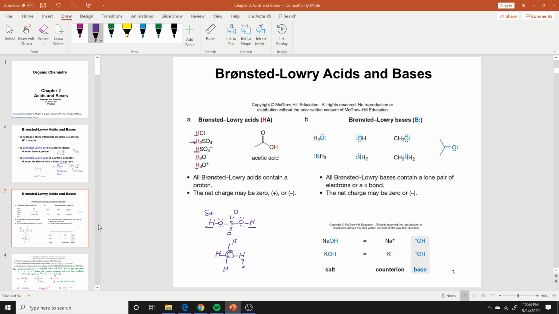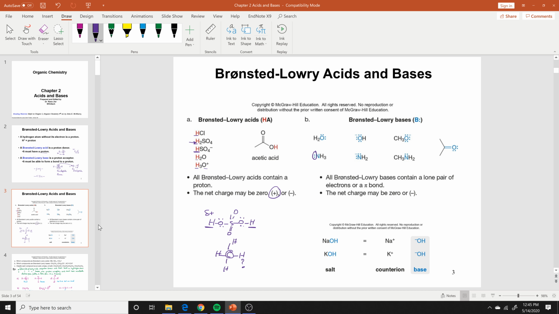Another way to know an acid is by the positive charge. If you have any positive charge, then this is going to be an acid. Now, with respect to the bases, there are two types of bases. There is a negative charge base and there is a neutral base. The negative charge base normally is a strong base. The neutral base is a weak base.